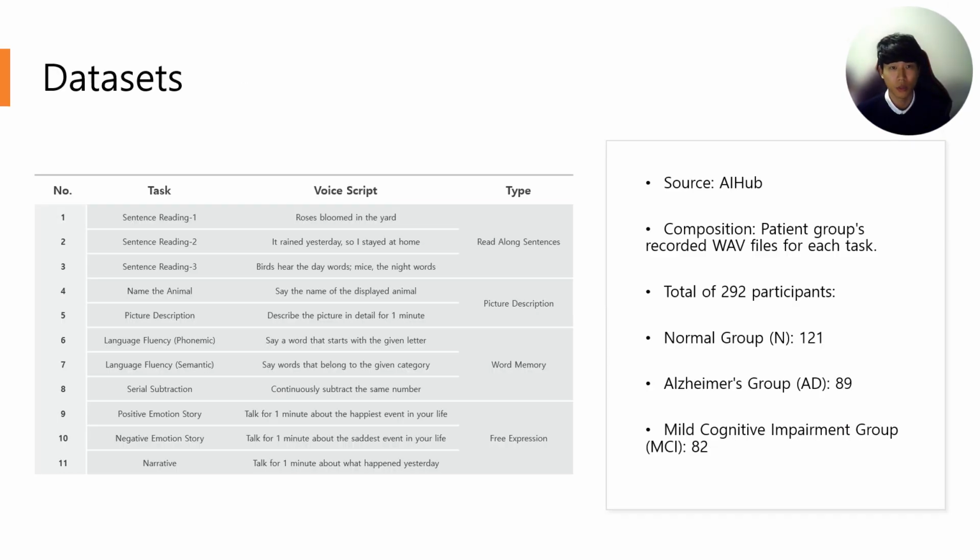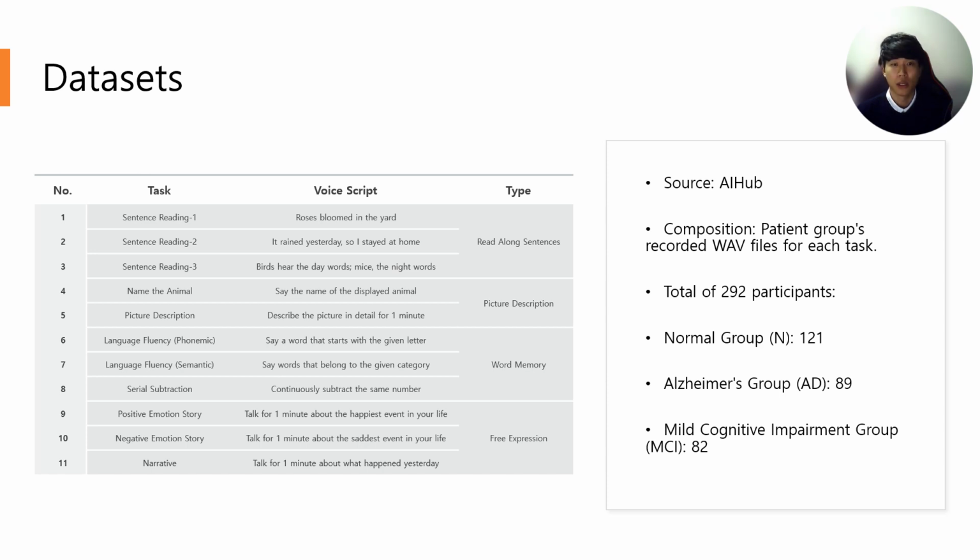These are the datasets we used. We employed a dataset obtained from AI Hub, which consists of audio recordings in WAV format with a sampling rate of 48,000 Hz. The dataset includes 11 scripts and their corresponding responses. In the table, questions 1 to 3 are read-along sentences. Questions 4 and 5 are picture description tasks. Questions 6 to 8 are word memory tasks, and questions 9 to 11 are free expression tasks.